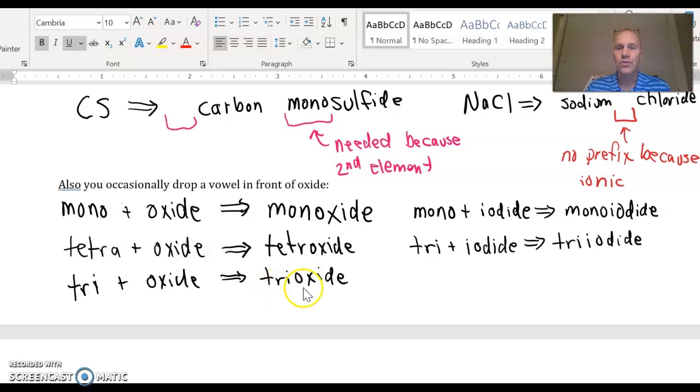You would say trioxide. All right, mono plus iodide is monoiodide, and tri plus iodide is triiodide. So for these examples, whether it ends in an O or an A, you drop that vowel.